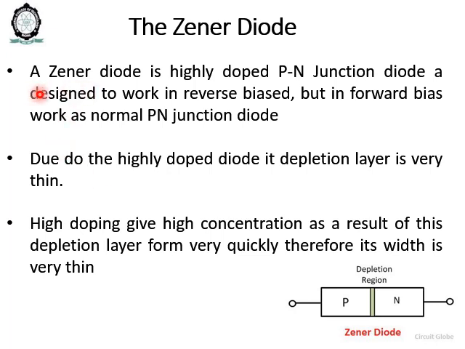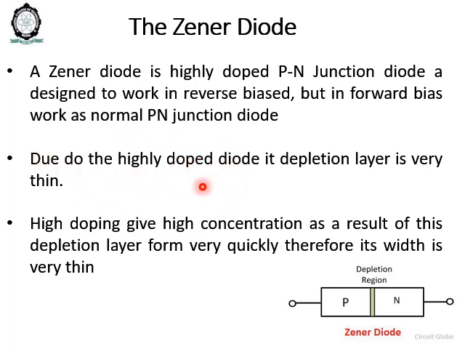Now, what is this Zener diode? A Zener diode is a highly doped PN junction diode, and it is designed to work in reverse bias. But in forward bias, it works as a PN junction diode only. Now, what happens when we do the high doping? What are the effects of high doping?